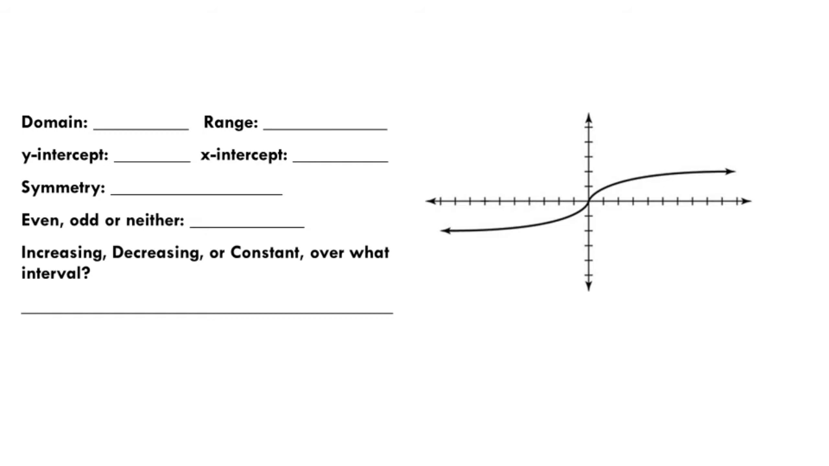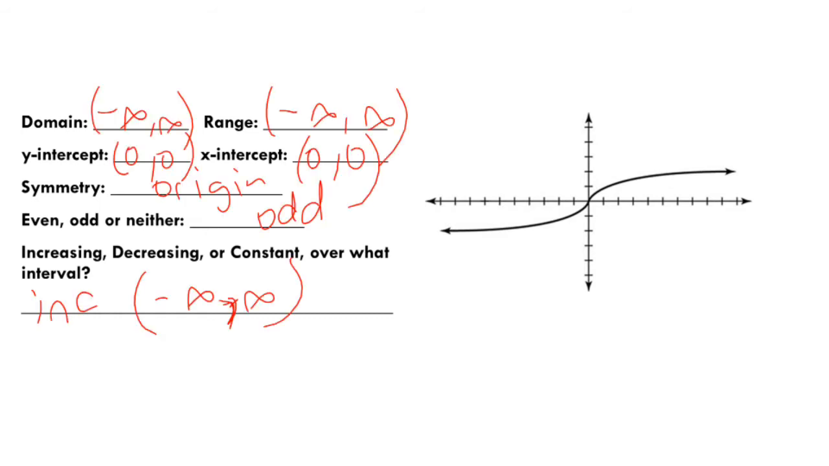The domain, range, x and y intercept. Write those questions again. Stop the video, please. Answer the questions, and then you can check your answers. You can check your answers now. This is again another odd function. It has origin symmetry. X and y intercept 0, 0. Domain and range is all real numbers. And this is an increasing function. It increases, it never decreases. It increases over the entire x-axis.